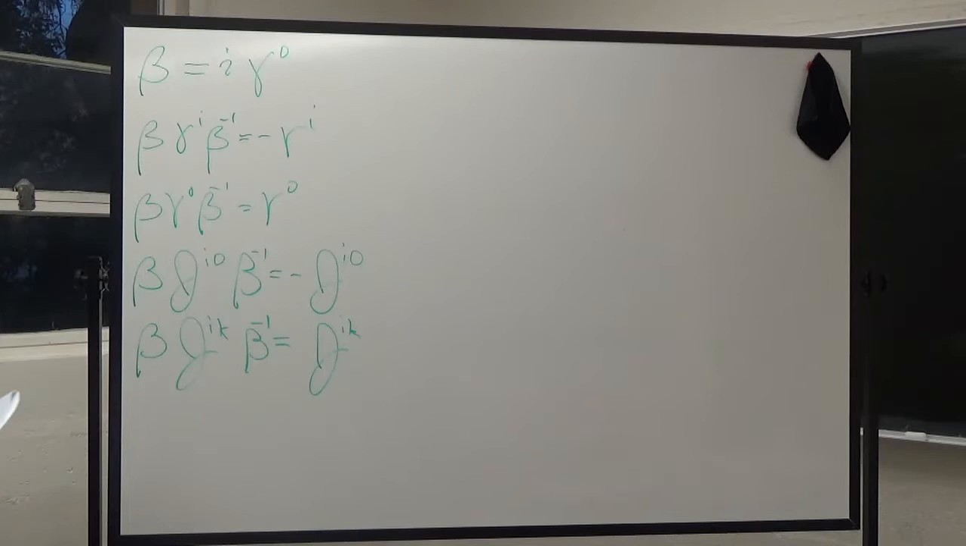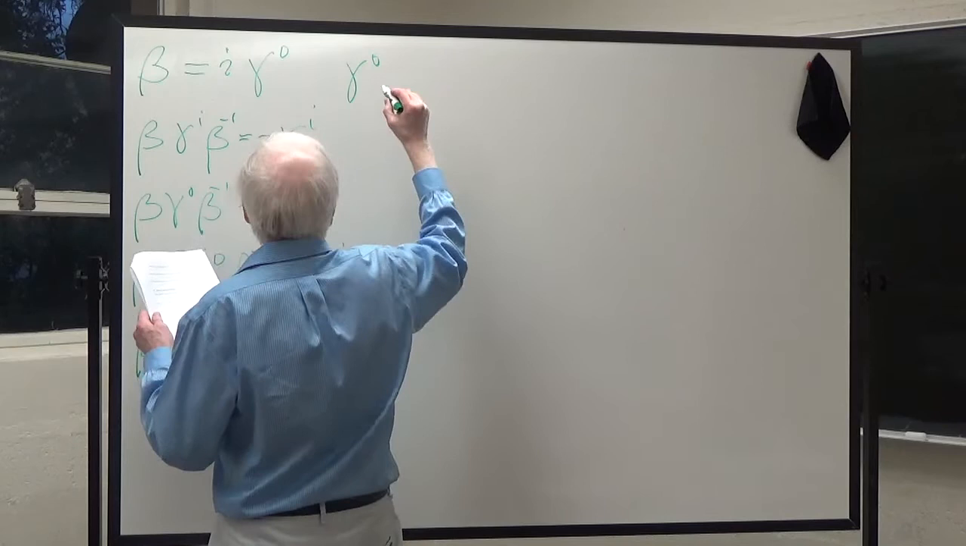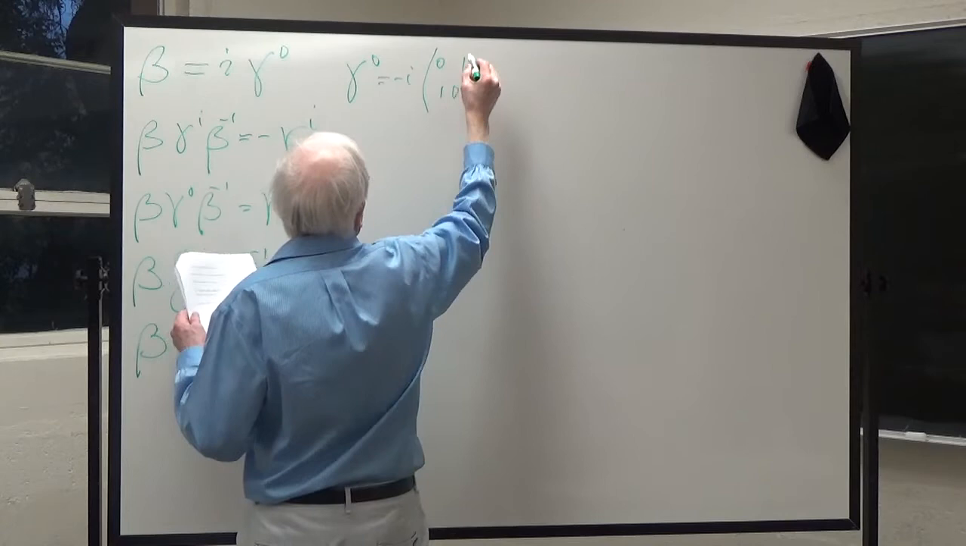Now, as I said, there are infinitely many choices for Dirac's gamma matrices, which are 4x4, and Weinberg has made a choice. His choice is gamma zero is minus i times the matrix 0, 1, 1, 0, where these ones and zeros are 2x2 diagonal matrices.